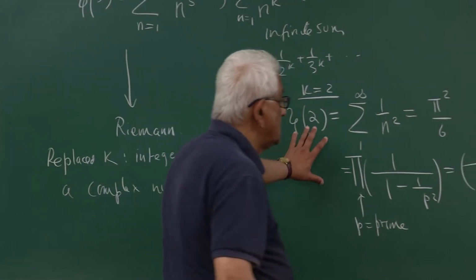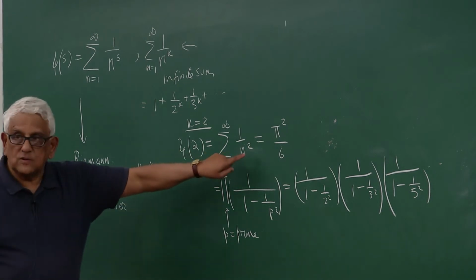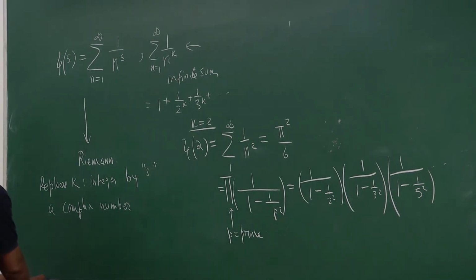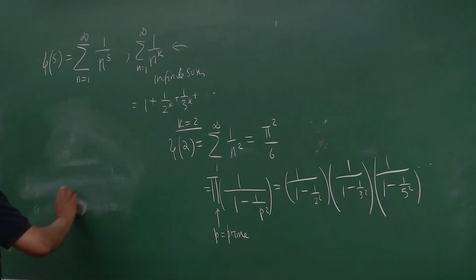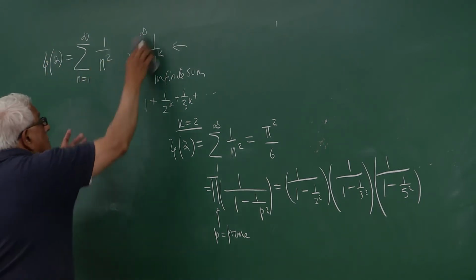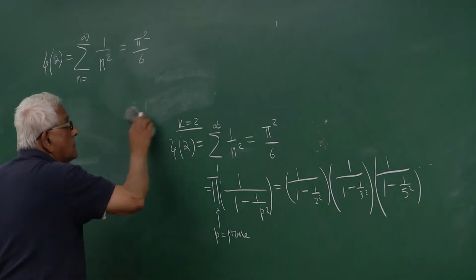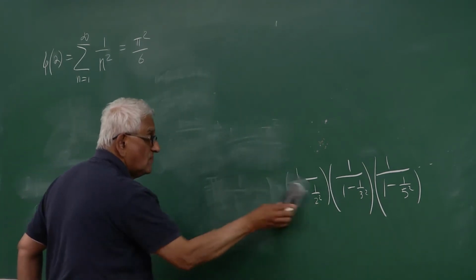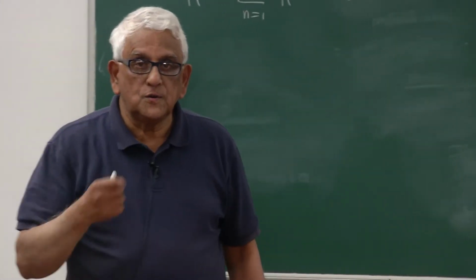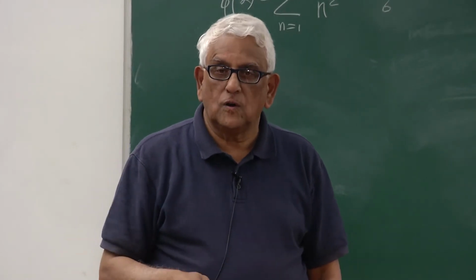Since this is a significant result, I thought I will spend a fair amount of time today working this out and show you how this is pi squared over 6. In order to do this, I will have to introduce one of the great ideas of mathematics, which is called the Fourier series.